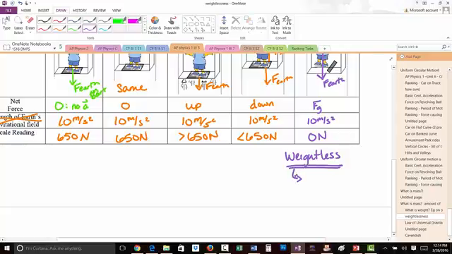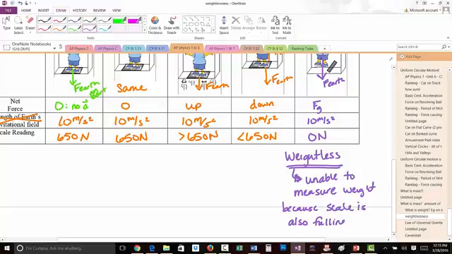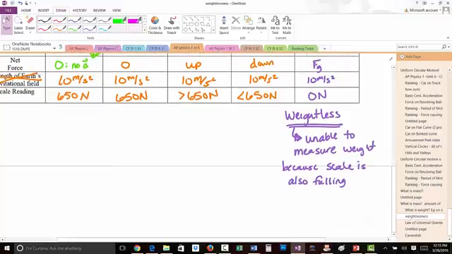So weightlessness really means that we're unable to measure the weight, because anything that we would use to measure the weight, any scale, is also falling down at the same rate, okay?